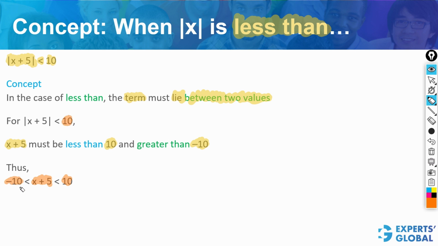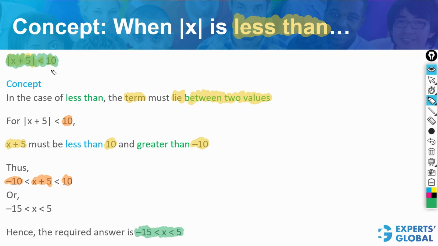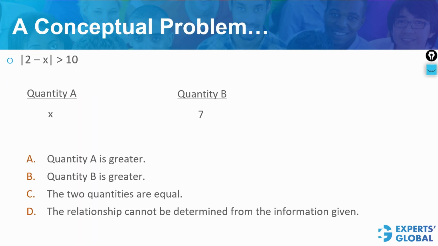On simplifying, the expression becomes this. Therefore, the required range is here. This is the range of values of x for which this inequality is satisfied. Please pause the video and solve this problem.